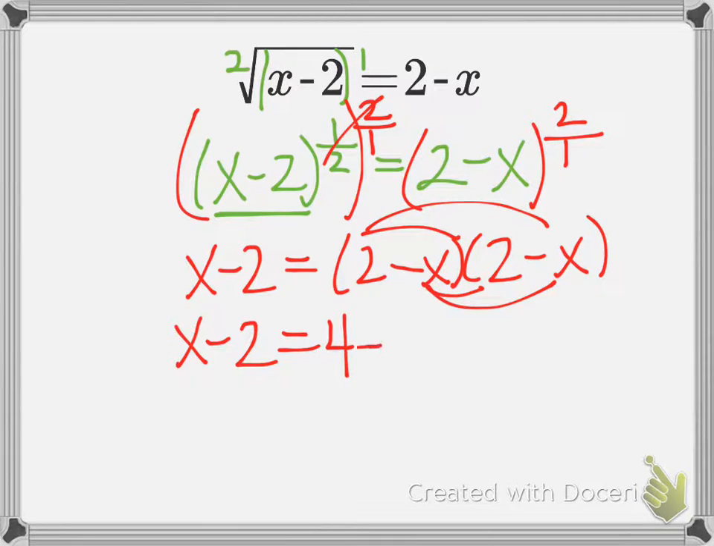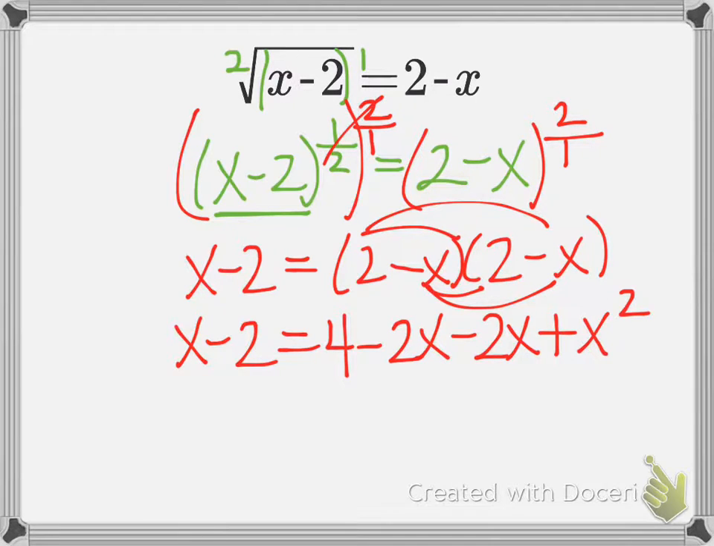2 times negative x gives me negative 2x. Negative x times 2 is another negative 2x. And then finally, negative x times negative x gives me positive x squared. Okay, so at this point you should be thinking, I'm heading toward an MAM problem or a factoring problem. You're going to want to combine any like terms that you have and also get everybody on the same side.